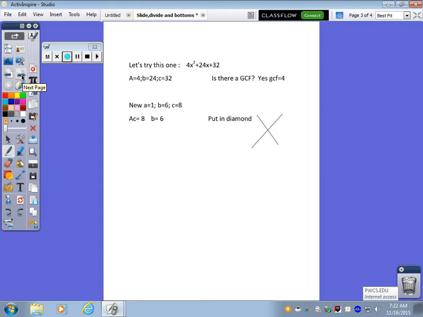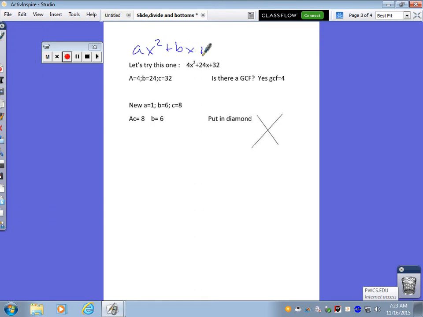4x squared plus 24x plus 32. So a is equal to 4, b is equal to 24, and c is equal to 32. Do you remember what I'm doing? Ax squared plus bx plus c, my standard form of a trinomial, and the coefficients there are my a, b, and c. So now, is there a GCF? Yes. So we have to remove the GCF. So essentially, this is what we have. 4 times x squared plus 6x plus 8. Everybody should understand how we got that, because we're basically factoring out the 4.